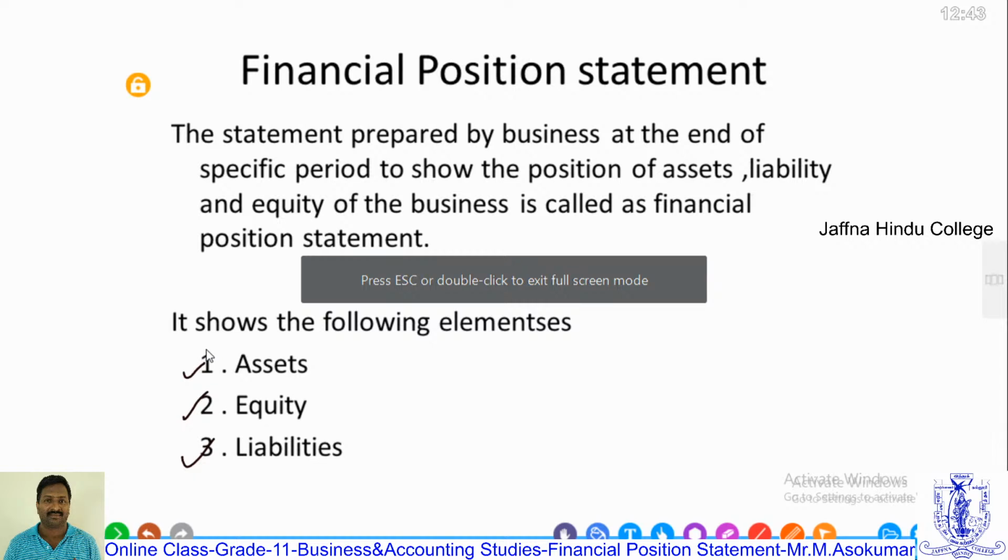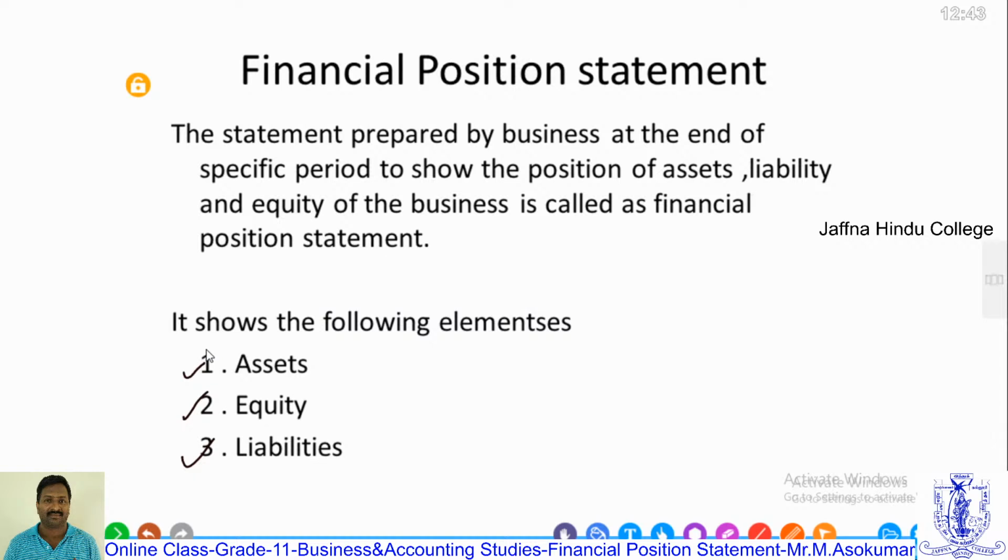The statement of financial position is one of the financial statements prepared by a business and submitted at the end of a specific period. Here we present three elements. They are assets, equity, and liabilities.